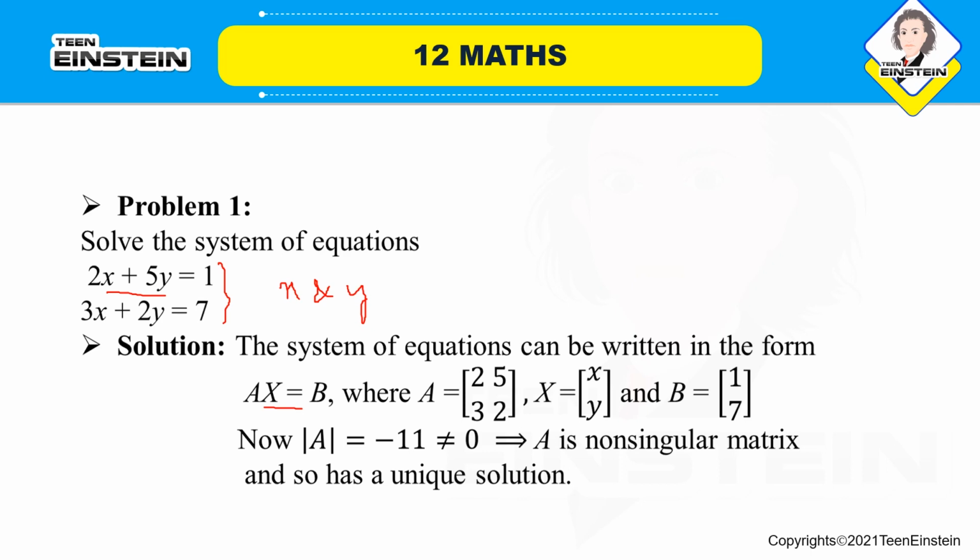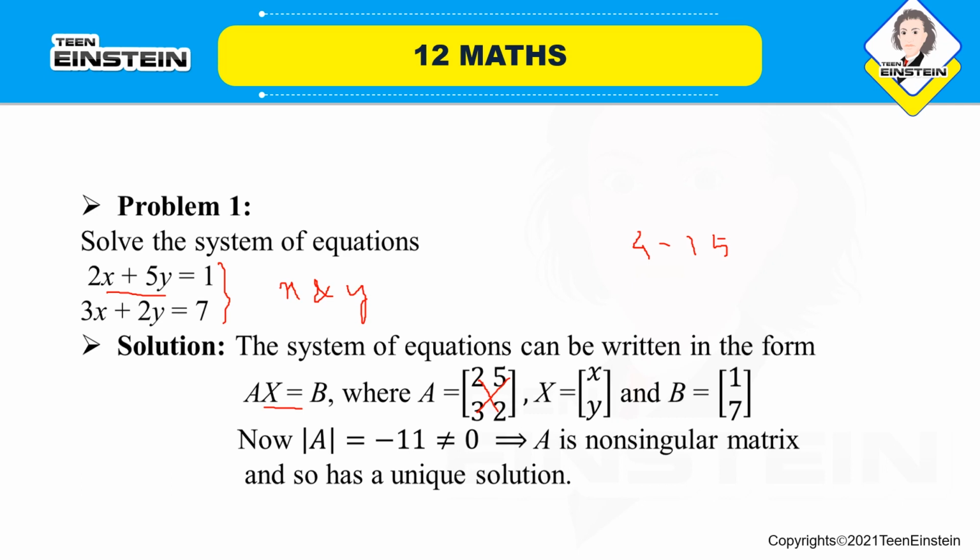Now find determinant A. Let us calculate it. Expand the matrix A. In the downward arrow, you'll get 4, so 4 minus, in the upward arrow, you'll get 3 into 5. So 4 minus 15. What is 4 minus 15? It is minus 11. Obviously, minus 11 is not equal to 0.